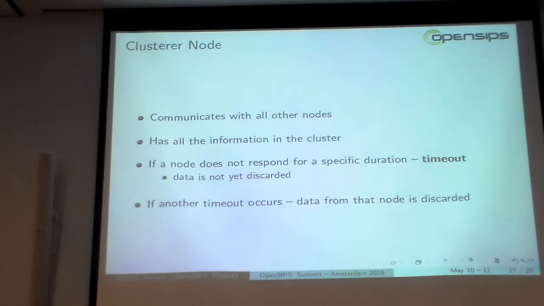If a node does not respond for a specific duration, there's a timeout. We had a few discussions about how to handle this case, what to do with the information that we got until then from that node. We can simply erase it and invalidate all the data that was gathered from that node, or we can keep it for a while in, let's say, a probing or stale state, and if the node doesn't come up in a reasonable amount of time, which is configurable, then discard the data.